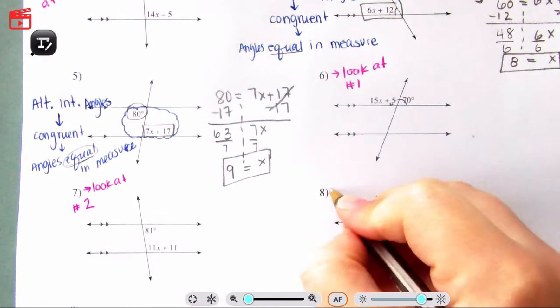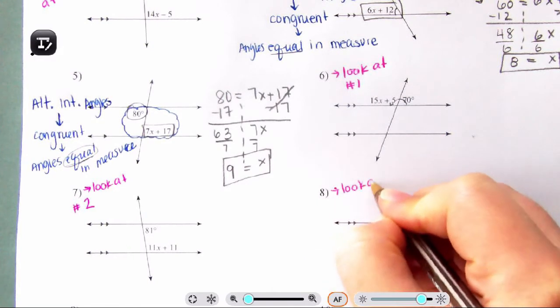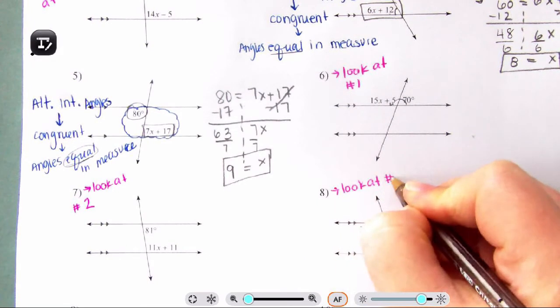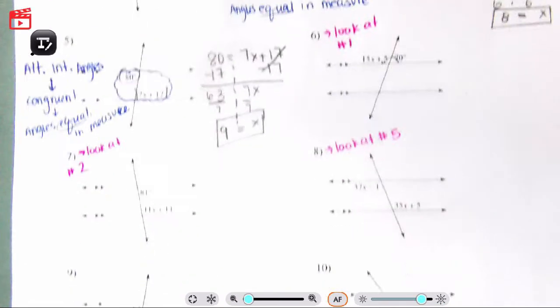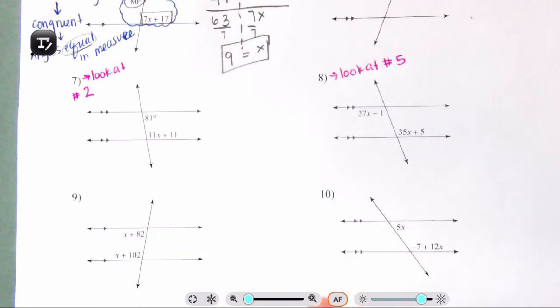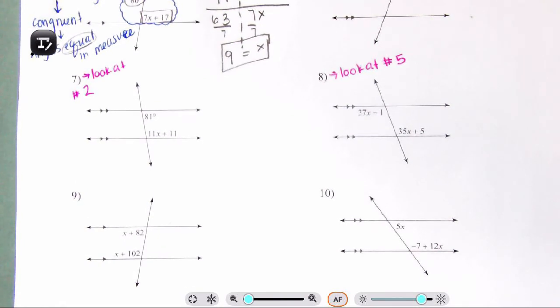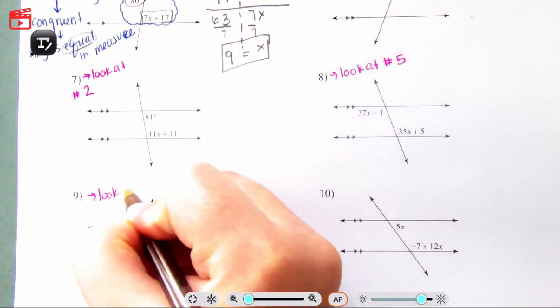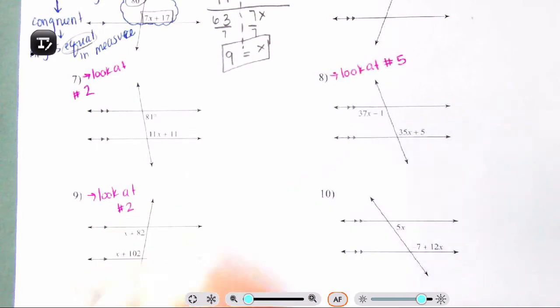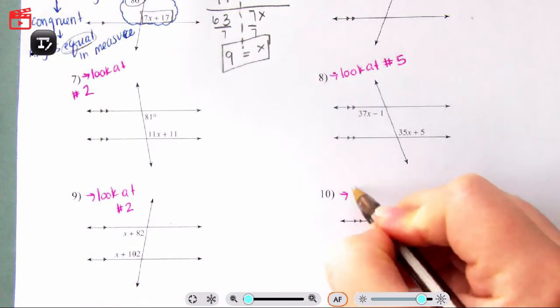Number 8, you're going to look at number 5. And I do want you to solve them. Okay, solve them and reach out to me. Send me a message on your answers if you'd like to double check your work. Number 9 is very similar to number 2. So look at number 2 and number 10. And again, look at number 2.